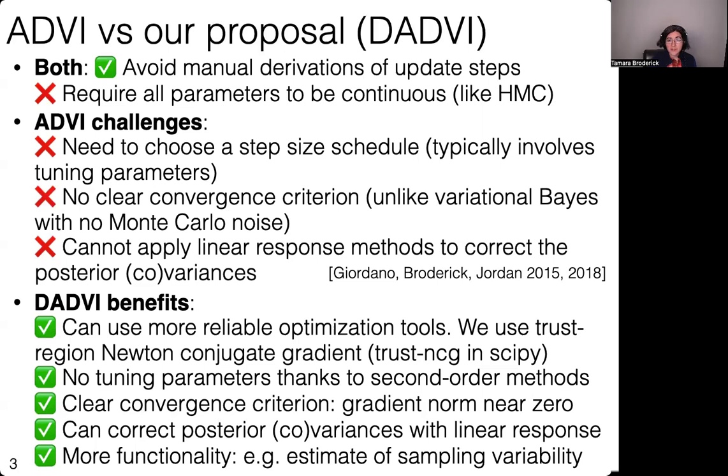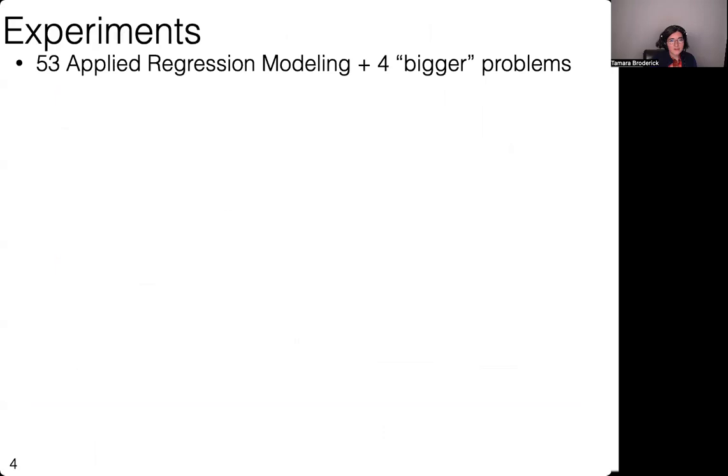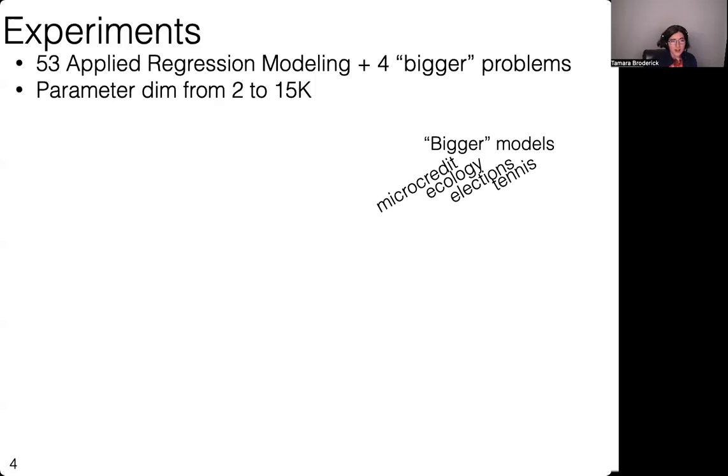Okay, so now let's dive into a bunch of experiments. In our experiments, we're going to run on 57 different models. That's 53 applied regression modeling models. These come from a textbook by Gelman and Hill. And then 4 bigger problems, basically more complex and more high dimensional. So these are models in microcredit, ecology, elections, and tennis. The parameter dimensions in all of these models range from 2 to 15,000. So we're getting into pretty high dimensional models.